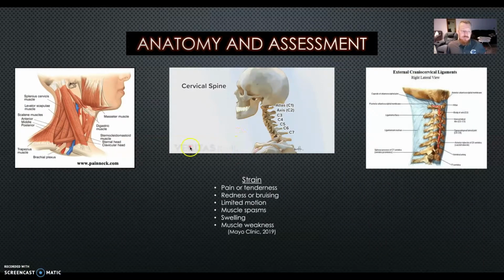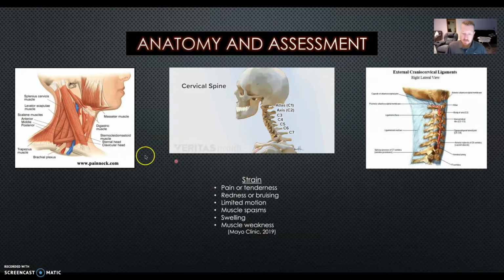Usually what happens is we see injuries to the levator scapulae in the neck, a long muscle that comes down from the top of the head down into the shoulder. Injuries to the spine can happen anywhere from the C1 to the C7, and these strains take place in those muscles, causing a possible tear or just extending those muscles out and causing an injury.